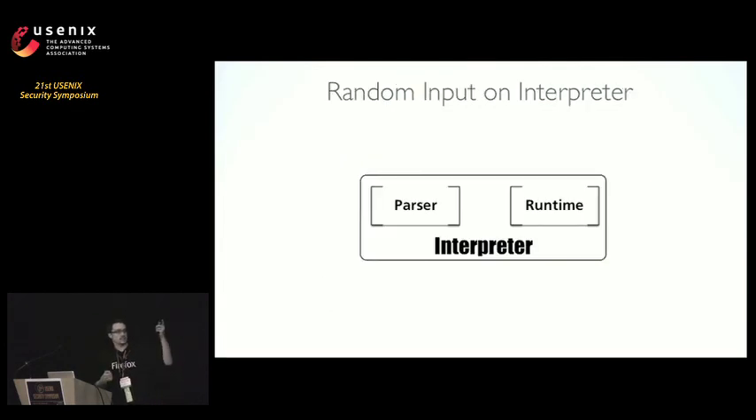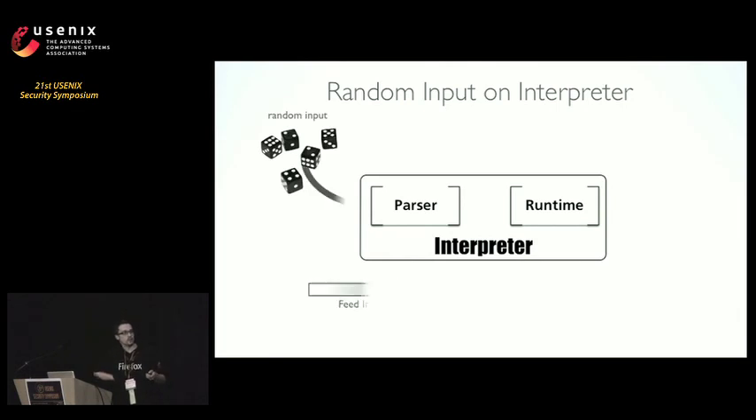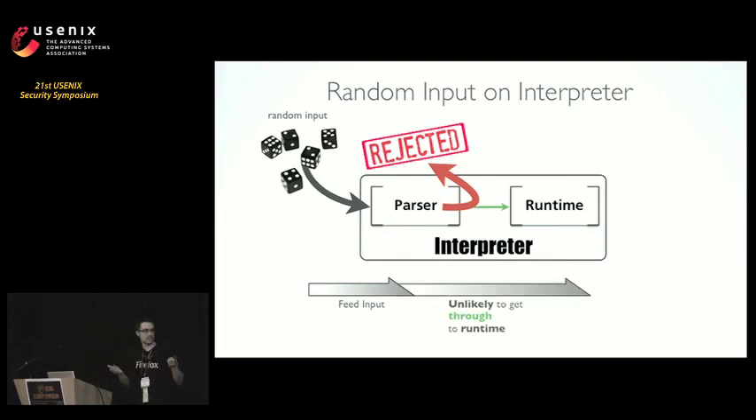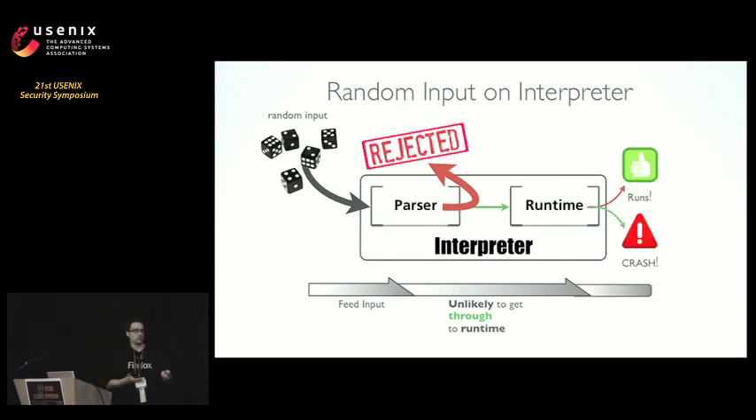But what would you do now if you want to test an interpreter, like a language interpreter, which roughly consists of a parser and a runtime? Of course, I know that nowadays interpreters are much more complex, but for the sake of simplicity, we use this representation here. So what happens when you supply random input to the parser is that this input will most likely be rejected, simply because it does not follow the syntactic rules that the interpreter expects you to follow. That, of course, means that it's unlikely for you to get through to the runtime, where you could either get a successful run or maybe a crash. So, of course, you could also get a crash in the parser stage already, but it's very unlikely that you'll find a lot of bugs in the parser stage because it's not as complex as the runtime stage.